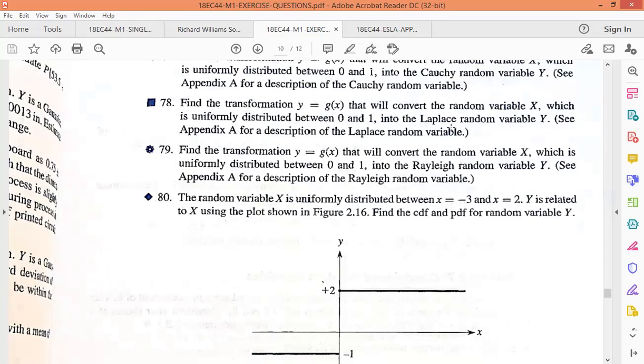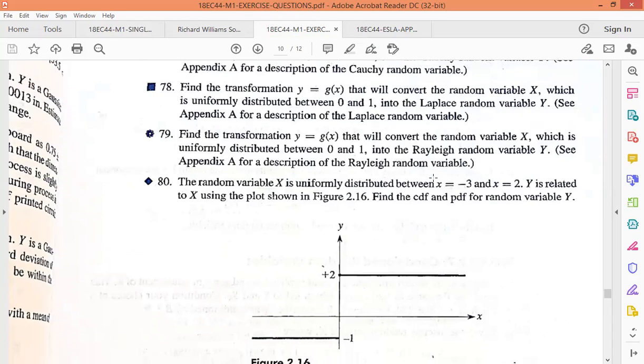So for Laplace random variable is given, so for Rayleigh random variable is given. Everything remains the same, only the thing is you need to make a CDF and you have to go on solving this. I'll be sharing the solution manual also for module 1, so from that you try to solve some of the problems.